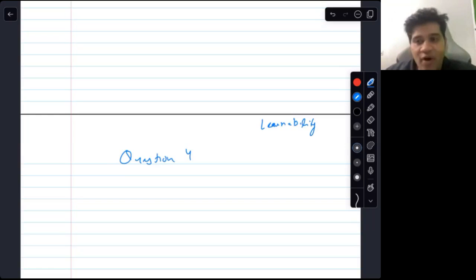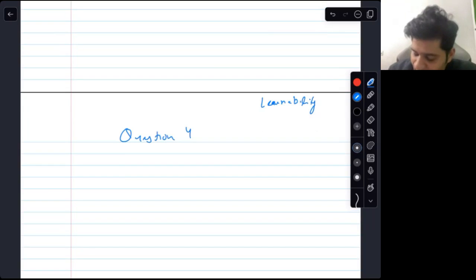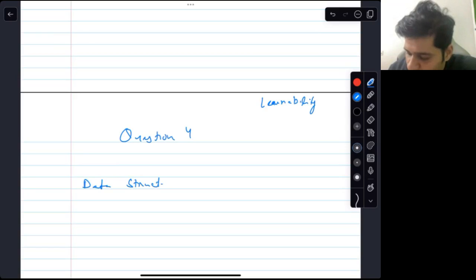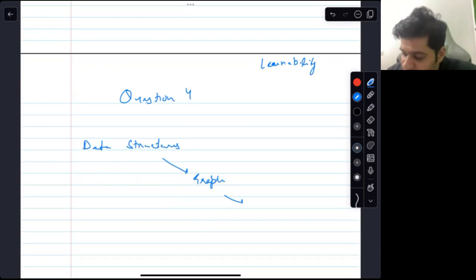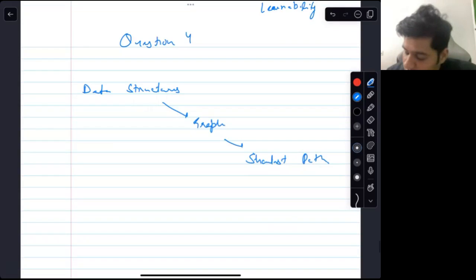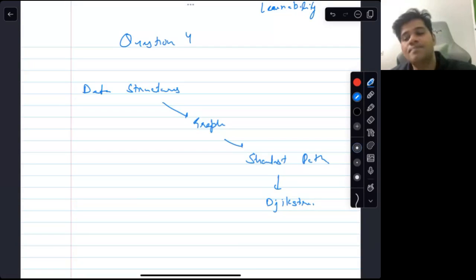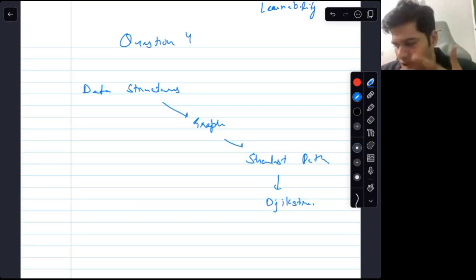Coming to question 4, this question relates to a concept called data structures in programming. Inside data structures, there is a topic called graph. Inside that, there is a problem called shortest path. And for that, there is an algorithm called Dijkstra. I will try to dumb down the question so that you understand it.